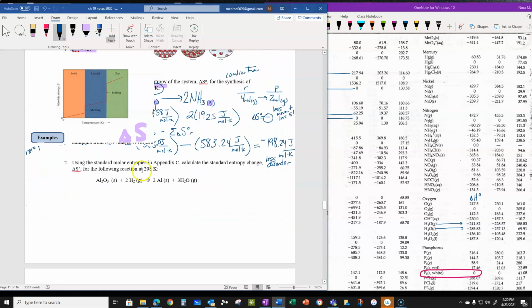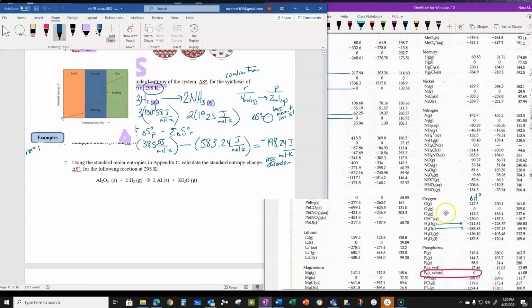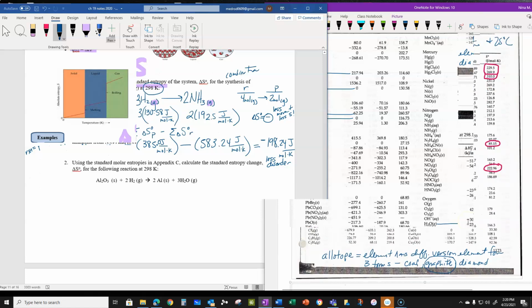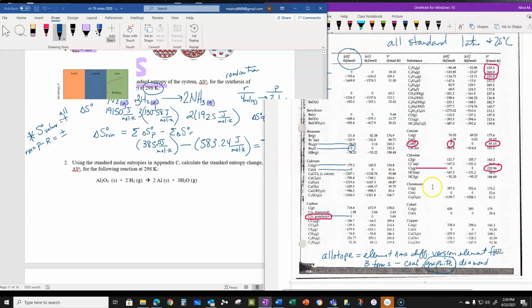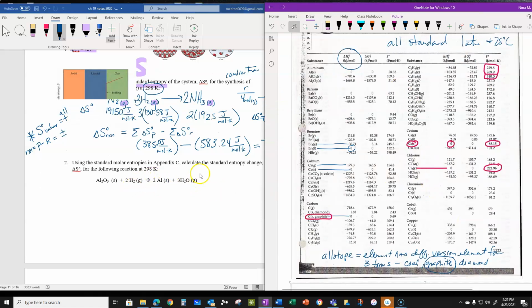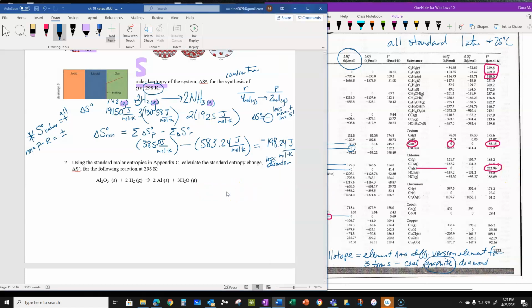This one right here, number 2, ladies and gentlemen, I would like you guys to try number 2. Just be very careful. You do have a solid, so let's make sure we have our values. I just want to double check. Yep, aluminum's up there. Hydrogen, aluminum as a solid, water as a gas. Yep, you could do this one. Okay, show that work, ladies and gentlemen.